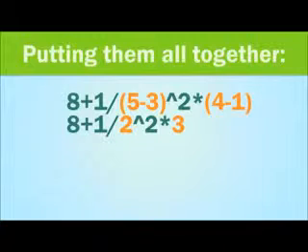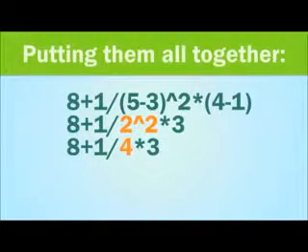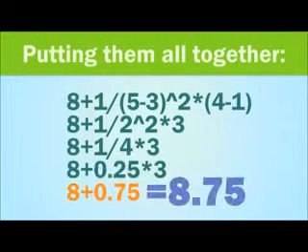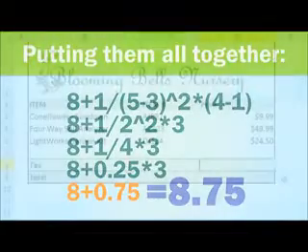Next, we look at whether there are any exponents in this formula, and there is one, 2 to the second power, and if we calculate it, it becomes 4. Next, we do the multiplication and division going from left to right. And now all that is left is addition, which gives an answer of 8.75. And that's the same answer that Excel would give you if you entered that formula.